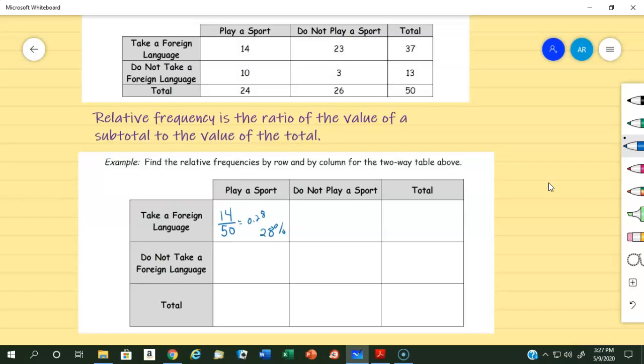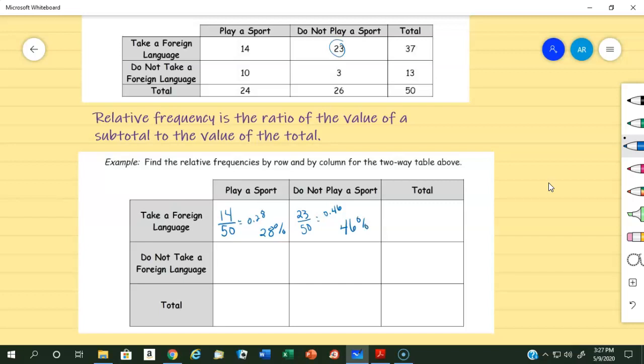So this 28% is the percentage of students that play a sport and take a foreign language. Here we have do not play a sport and take a foreign language. We're still going to have everything over 50. Here it's going to be 23 over 50 because that's our number from up here. And then when I do that, I get 0.46. And I multiply that by 100 to get my percentage, which is 46%.